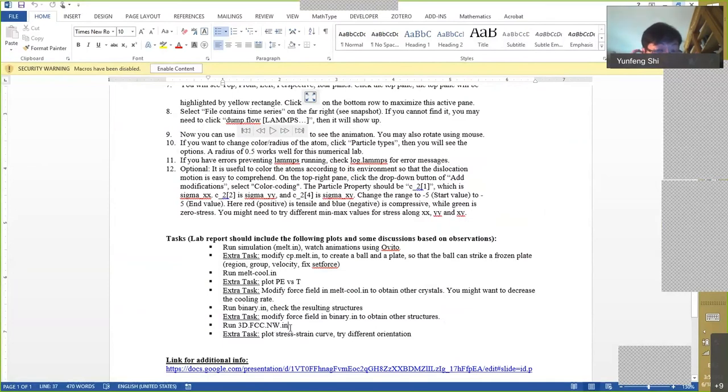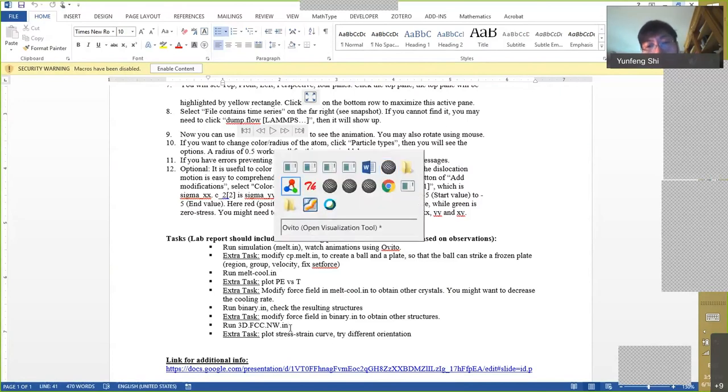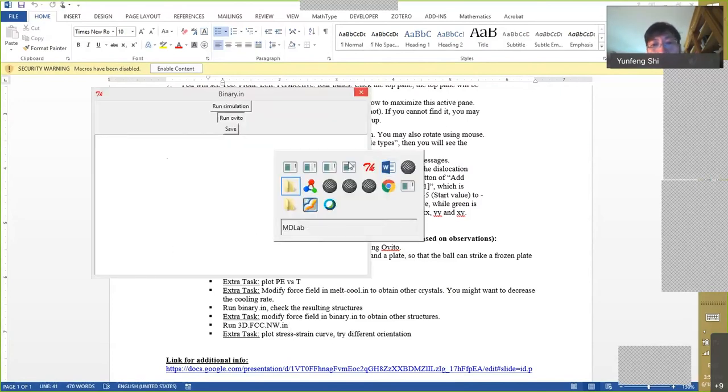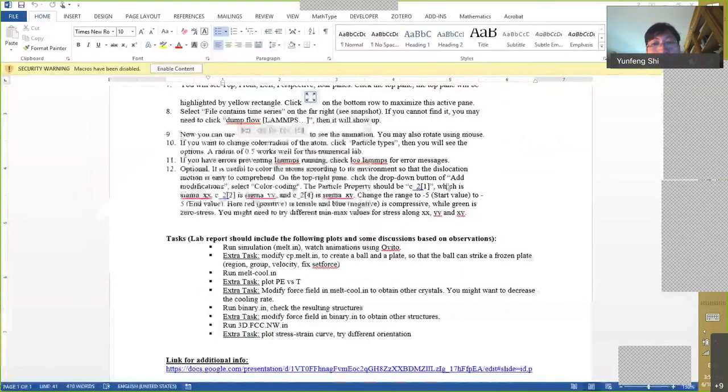3D.fcc.nanowire.in. This is the most heavy simulation. This is almost a full-fledged kind of virtual in silico mechanical test, right? Maybe someone who wants to spend more time on it can actually get some research level results out of it, okay? So I'm gonna show you that after closing this down.